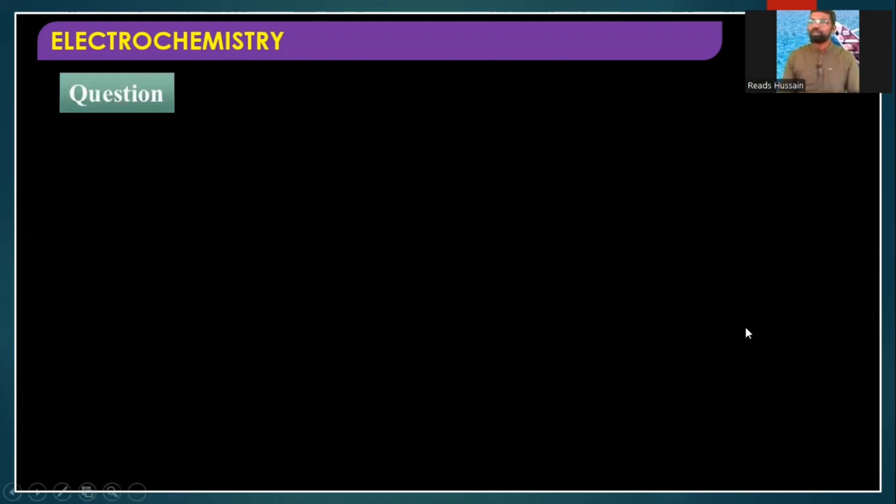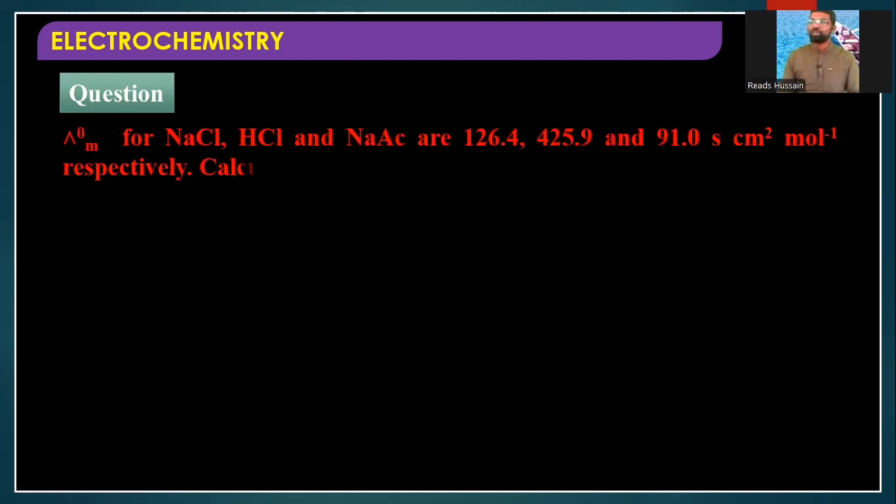Next question. Limiting molar conductivity of this part we have to find. This is the question. NaCl is given, HCl is given, NaAc means sodium acetate, CH3COO minus. We have to find the limiting molar conductivity of HAc. HAc means acetic acid. Okay. Can you do this?